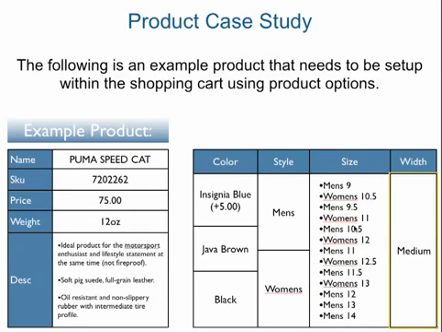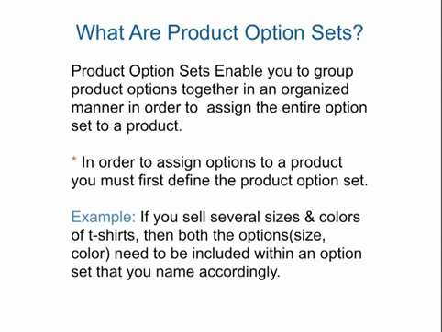So we've created all of the options from this table that we're going to then add into an option set. The next common question that we get would be, what are product option sets? The answer is that product option sets enable you to group product options together in an organized manner in order to assign the entire option set to a product. It's important to know that in order to assign options to a product, you must first define the product option set.